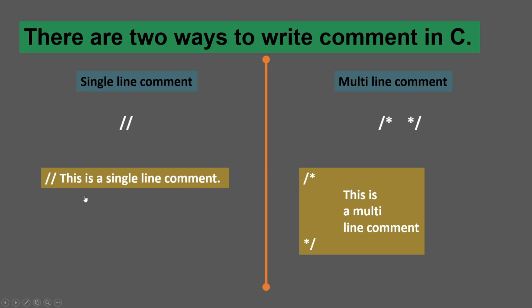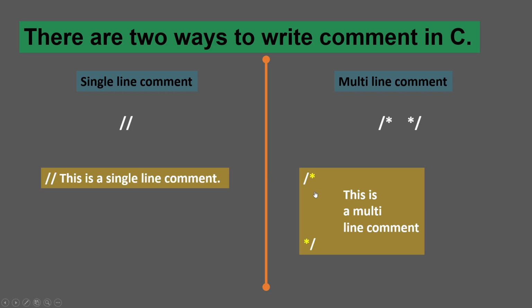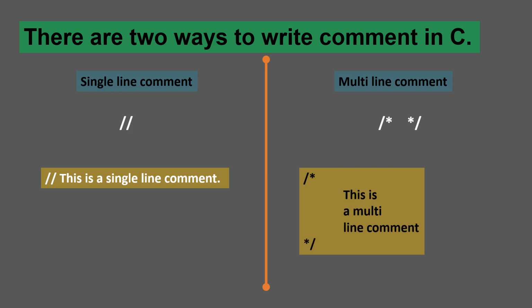A double slash is also known as a single line comment. The reason for this is that anything written after the double slash is considered a comment, and anything written in the next line is considered C code, not a comment. On the other hand, inside the slash asterisk, asterisk slash symbol, if we write more than one line, then all those lines are considered a part of the comment rather than C code, which is why this is also known as a multiple line comment. We will go over comments in greater detail later, but for now, this is all we need to know.